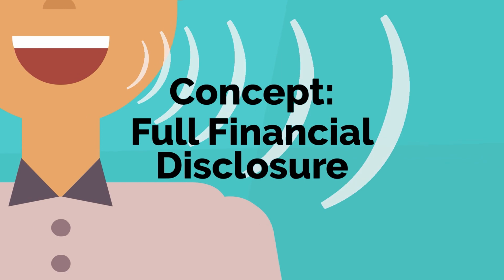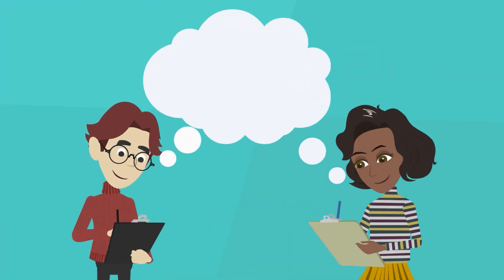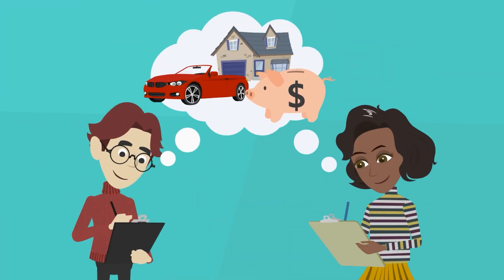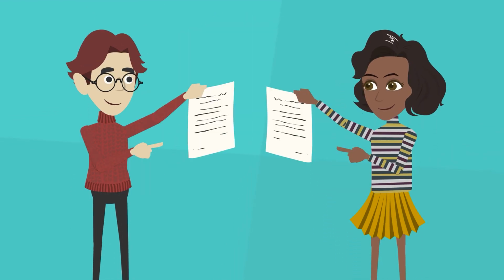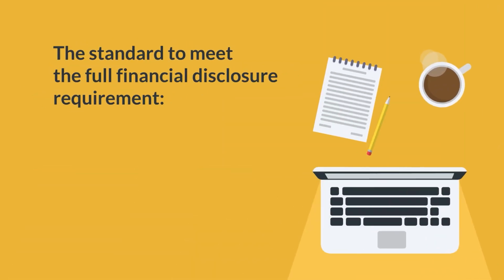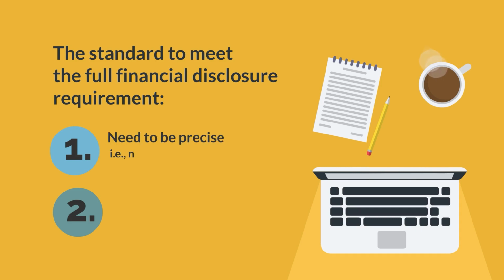Full financial disclosure. Full disclosure means that each party must disclose all income, assets, and debts in writing to the other party. The standard to meet the full financial disclosure requirement is twofold. 1, the financial disclosures need to be precise, i.e., not vague generalities regarding income and the assets and debts.